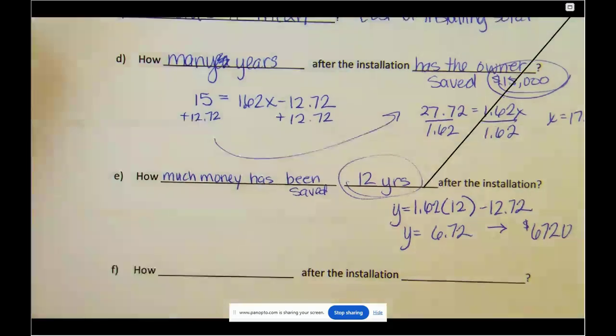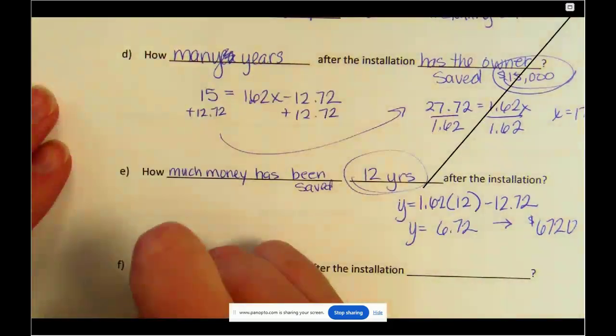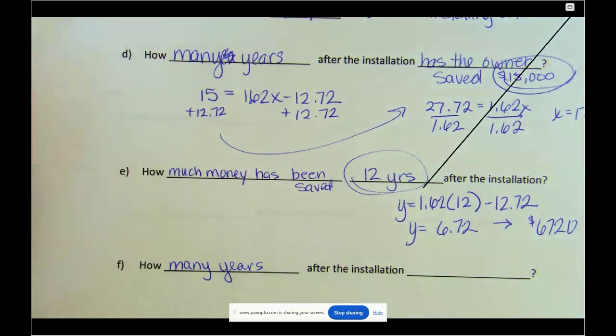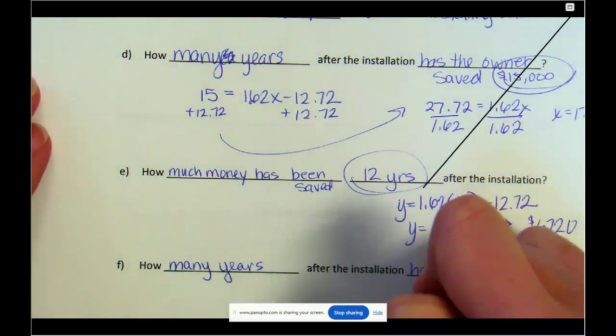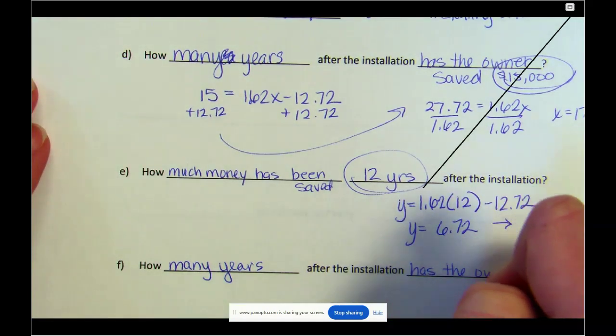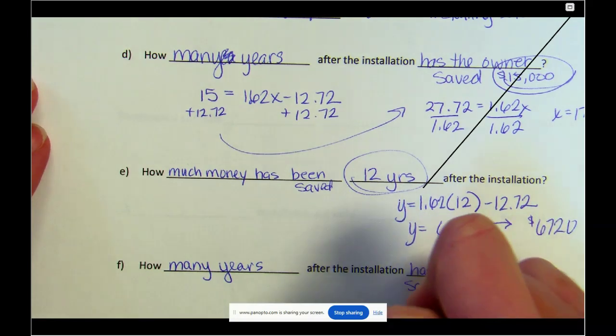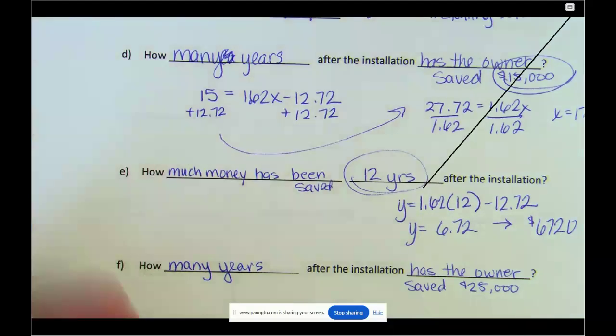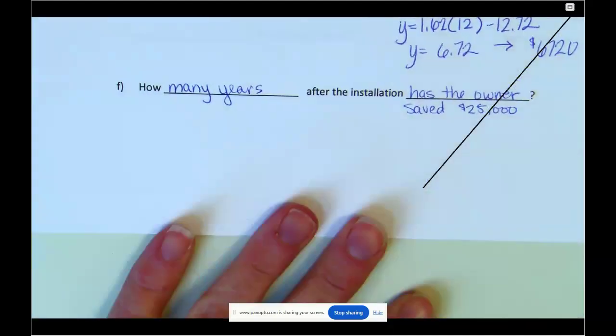Okay. Last question. How many years after the installation has the owner saved $25,000? Okay, that's a lot of money.